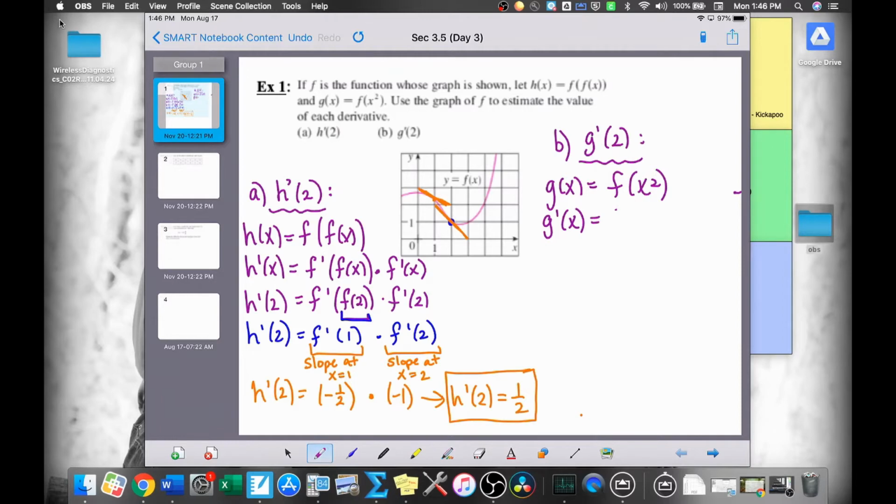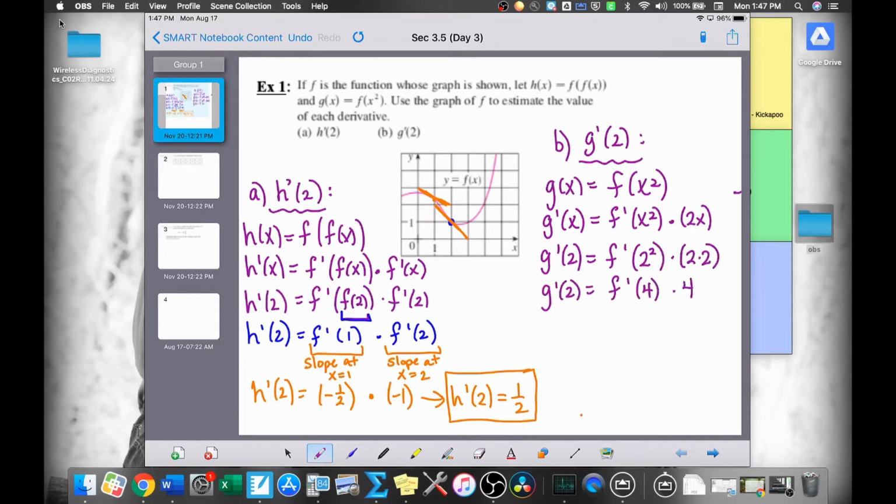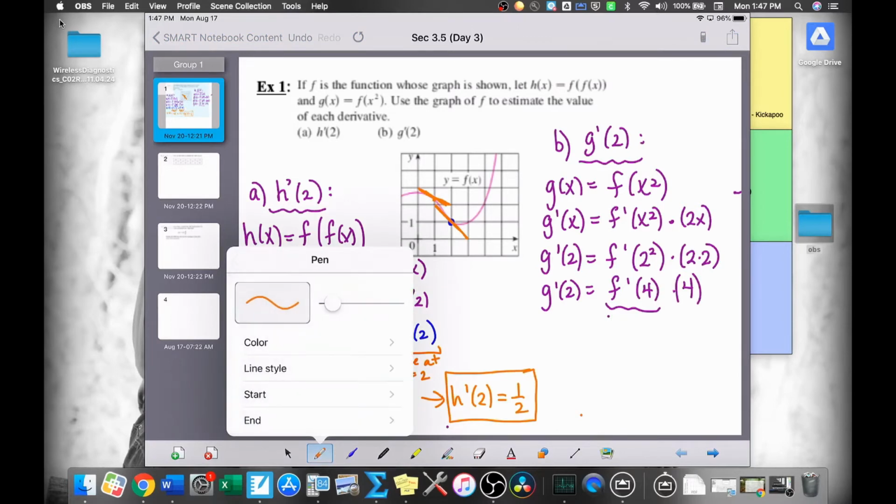The derivative of this would be f prime of x squared, the derivative of the outer at the inner, times the derivative of the inner. Well, the derivative of x squared is 2x. And now if I want g prime of 2, again, I will be inserting 2 for x in all locations where x appears. So now when I simplify this, g prime of 2 is going to be equal to f prime of 4 times 4.